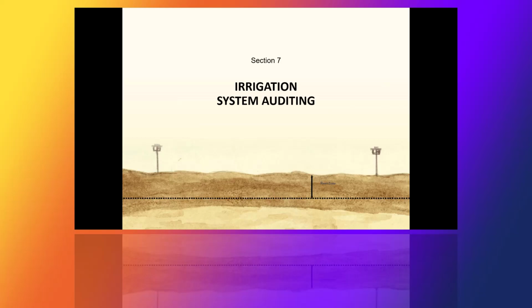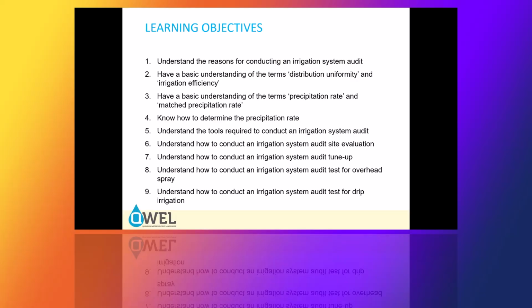Okay, now we're going to start talking about irrigation system auditing on section 7. So our learning objectives: understand the reasons for conducting an irrigation system audit. Number 2, have a basic understanding of the terms distribution uniformity and irrigation efficiency. They are different, so we do need to learn the difference. Have a basic understanding of the terms precipitation rate and matched precipitation rate.